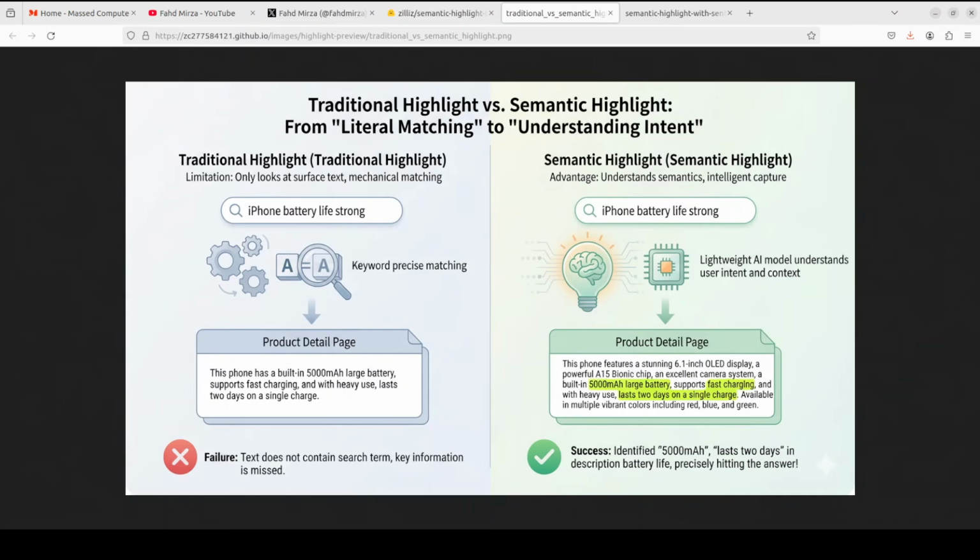And this is where we need to understand the difference between traditional and semantic highlighting. Traditional keyword matching fails when semantically relevant content does not contain exact query terms, like, for example, missing 5000 mAh, large battery, and last 2 days when searching for battery life strong. Semantic highlighting solves this by understanding meaning, not just matching words.